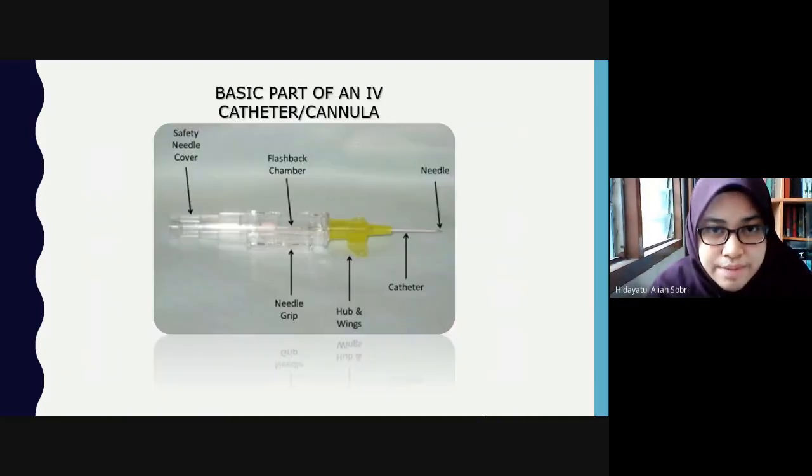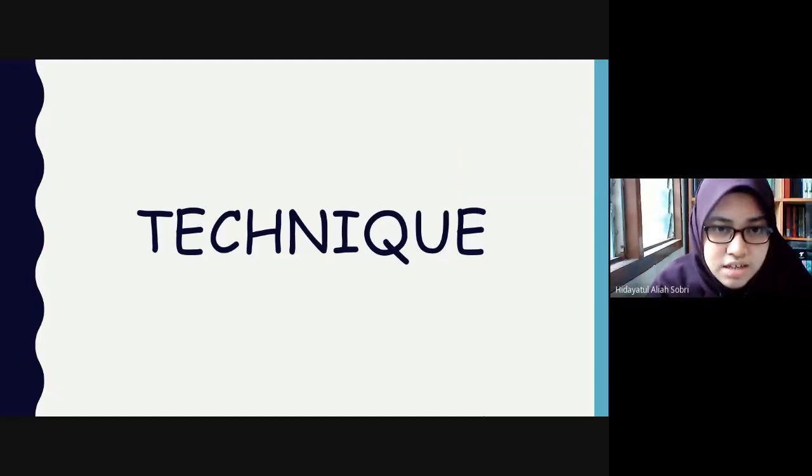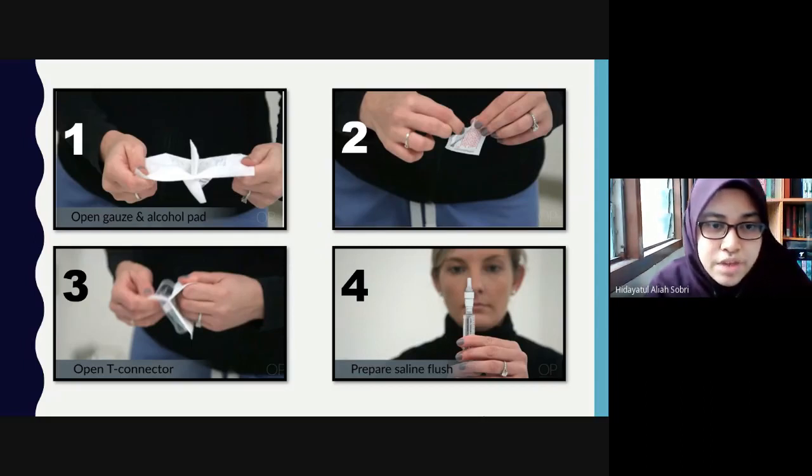And next slide. This is the basic part of an IV catheter or cannula, which consists of the needle, catheter, hub, wings, the yellow colored flashback chamber, needle grip, and also the safety needle cover. Next slide. So for the technique, before we start, we have to rub our hands with alcohol, and we can also use gloves. Then we open the gauze and alcohol pack, and then open the T connector.